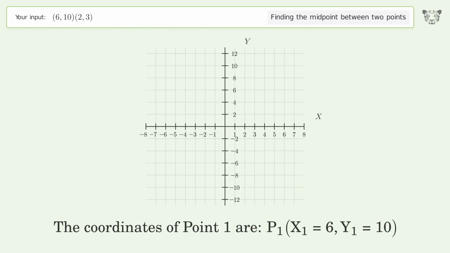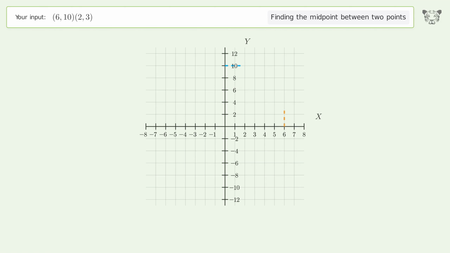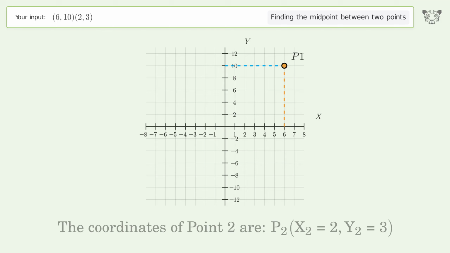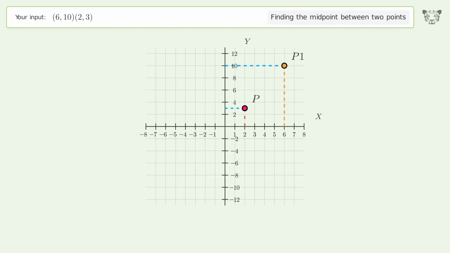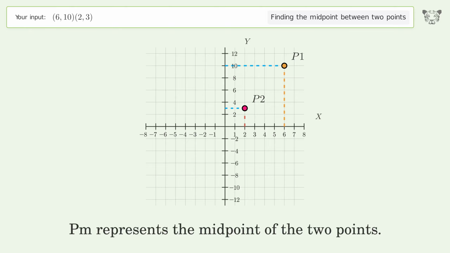The coordinates of point 1 are x1 equals 6, y1 equals 10. The coordinates of point 2 are x2 equals 2, y2 equals 3. PM represents the midpoint of the 2 points.